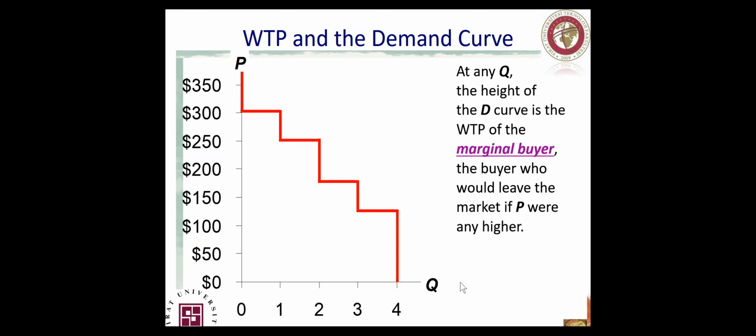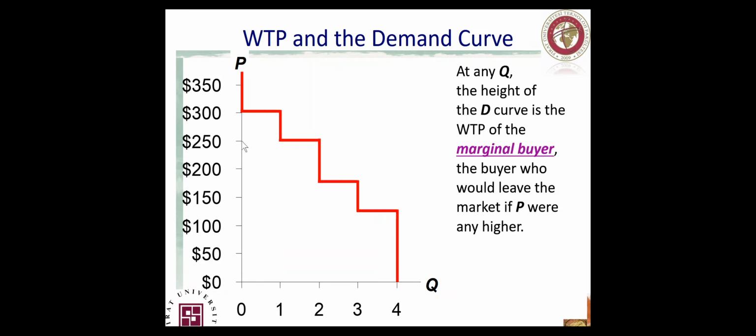Now, at any quantity demanded, we will have something we call the marginal buyer. The marginal buyer is a buyer who will leave the market if the price is any higher. Think about this: 300. Any quantity demanded higher than 300, we have 0. But at 300 and less, we have 1. Okay, take the next level.